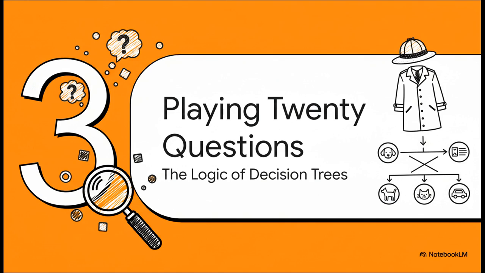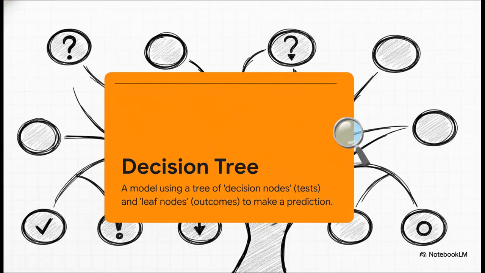So if the SVM is a geometer, this next algorithm is more like a detective. It doesn't draw lines in space. It solves problems by asking a series of really smart questions. Kind of like a game of 20 questions. A decision tree is pretty much exactly what it sounds like. It's a flowchart of questions. You start at the top at the first node, and it asks a simple question. Depending on your answer, you follow a branch down the tree until you land on a leaf, which is the final answer. And what's so great about this method is how transparent it is. You can actually trace the exact path of logic it took to get to a decision.